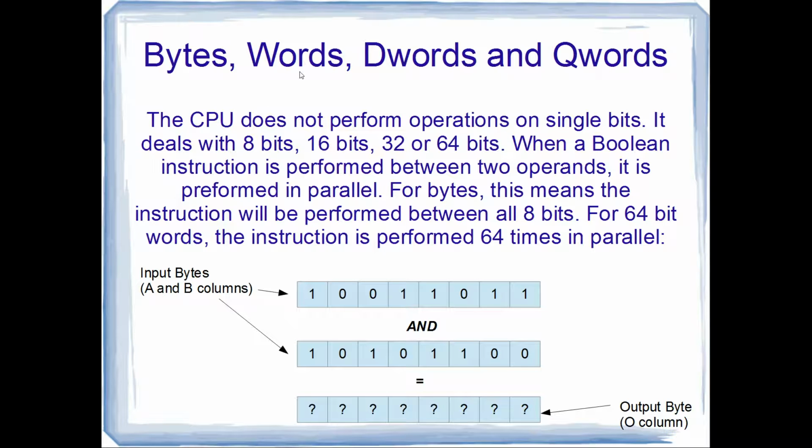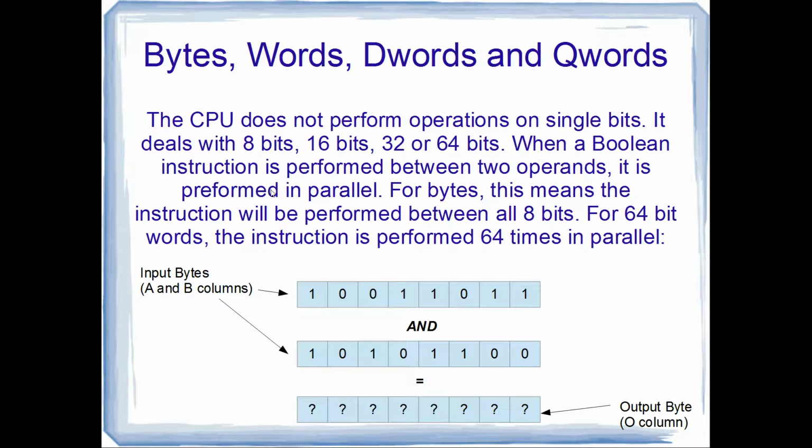Okay, so now we'll start to have a look at exactly how this works in a computer, because it's not quite that simple in a computer. The CPU doesn't perform operations on single bits. It can't. It never does. It always works with bytes, words, Dwords, or Qwords. So that's 8 bits, 16 bits, 32 bits, or 64 bits at once.